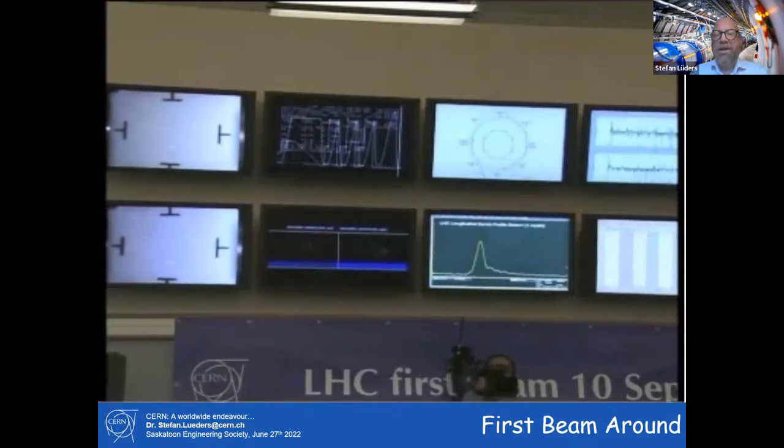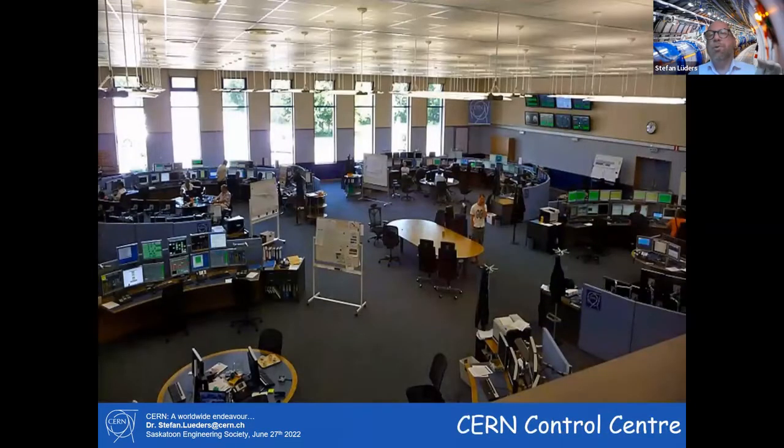Countdown, 3, 2, 1. So what you should have seen is the 2 white dots which are just appearing. What are the white dots? One of the white dots is where the beam is entering the LHC, and the second white dot is when the beam made 1 turn and is coming back. Because it's very, very fast, 10,000 turns a second, they appear at the same time.